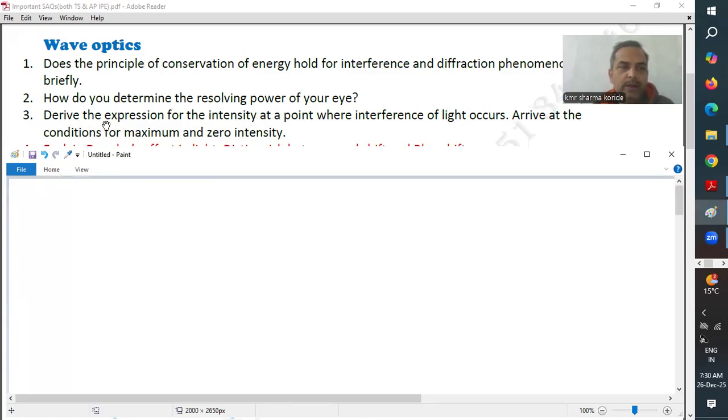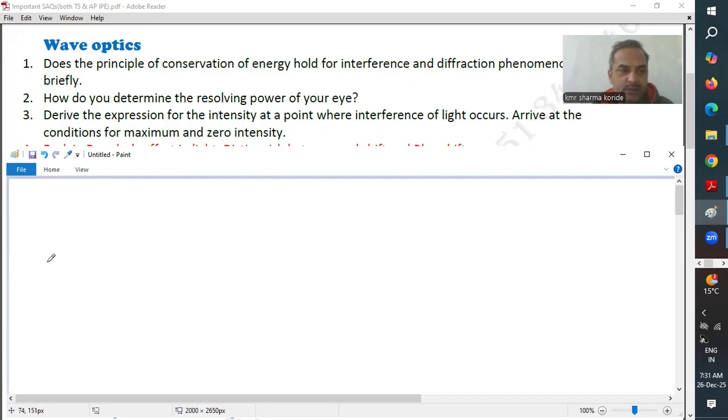Question number 3. Derive the expression for the intensity at a point where interference of light takes place or occurs. Arrive at the conditions of maximum and zero intensity. So this is a question related to Young's double slit experiment.